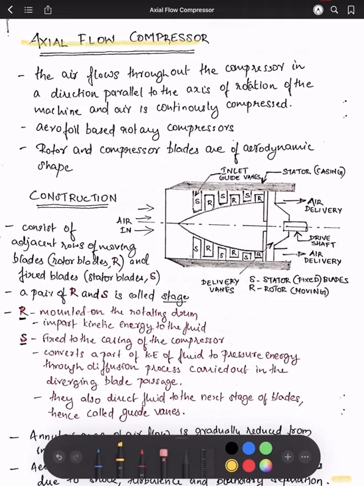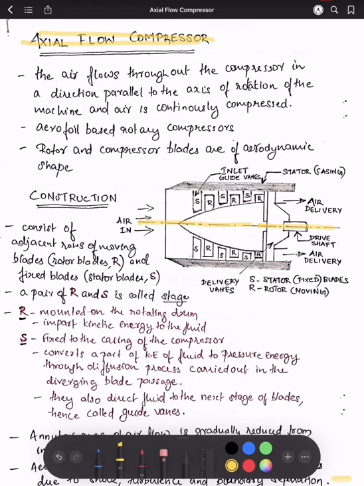Last class we had a discussion on centrifugal compressors. Now, the working of axial flow compressors is slightly different. In this, the air flows through the compressor in a direction parallel to the axis of rotation, and the air is continuously compressed. Both the rotor and the stator blades will have an aerofoil shape.